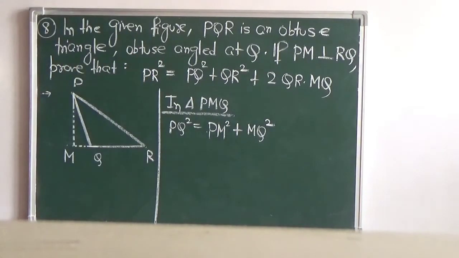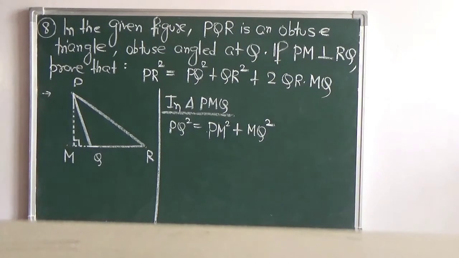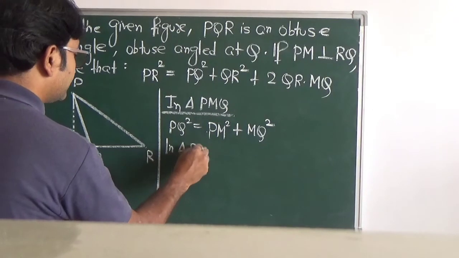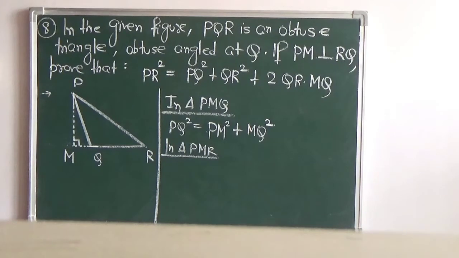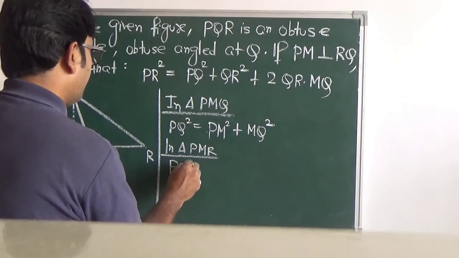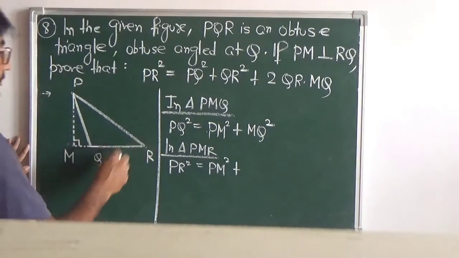Now, if you consider the triangle PMR, as I told you in the beginning, we have two right angle triangles. One is PMQ and another is PMR. Let us mark it as a right angle. So in triangle PMR, if you apply the Pythagoras theorem, in this case also you write PR square is PM square plus MR square.